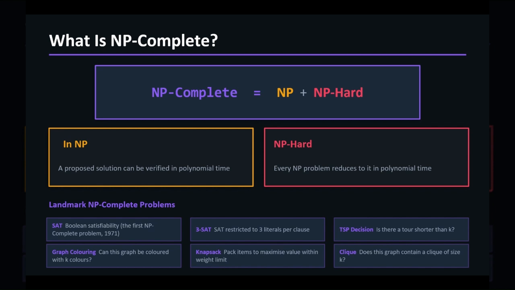Knapsack: can we pack items to exactly hit a weight limit? NP-complete. Graph coloring: can we color this graph with K colors with no two adjacent nodes sharing a color? NP-complete. The decision version of TSP: is there a tour shorter than some number K? That's NP-complete as well. The powerful consequence: if any NP-complete problem were solved in polynomial time, it would immediately prove P equals NP, and all NP problems would be solvable efficiently.